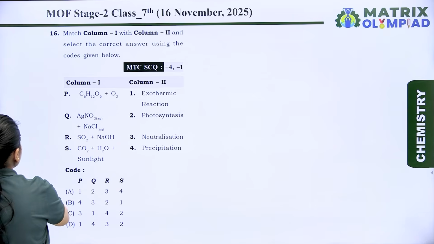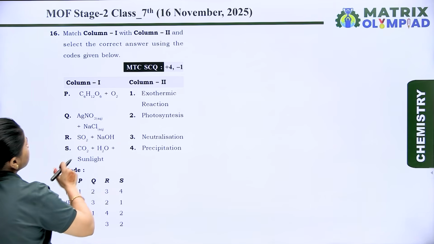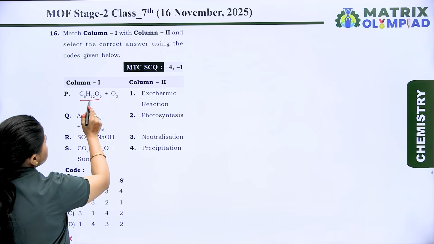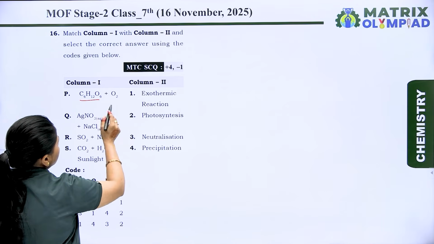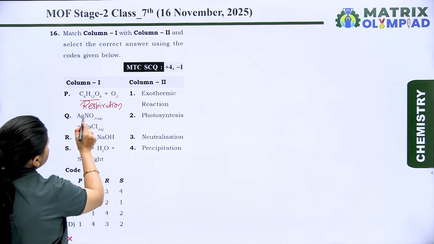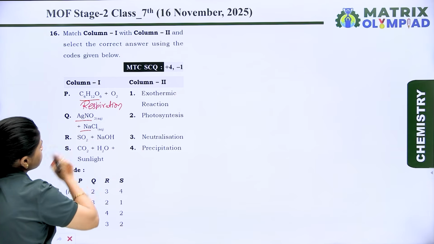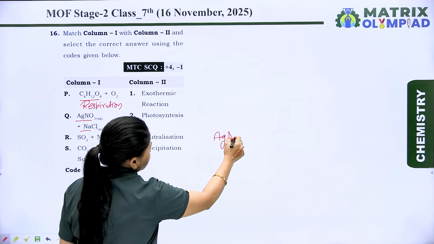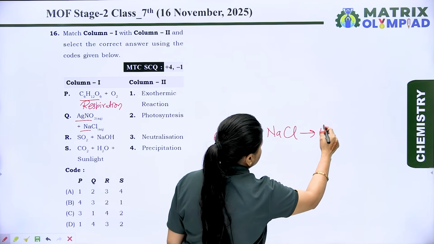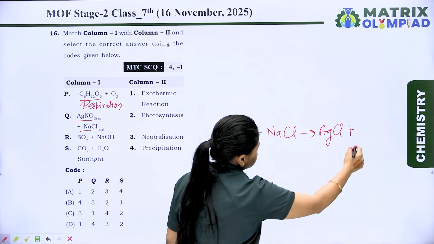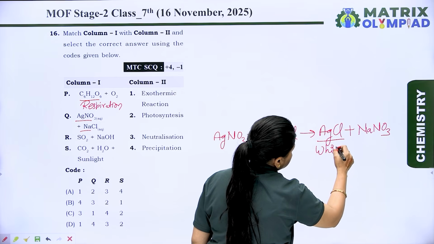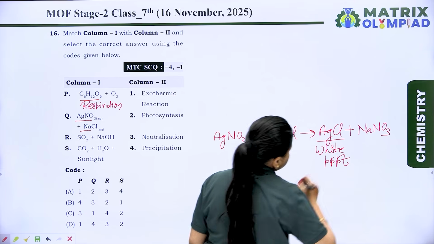Now the next question is, match the column. Column 1 has the first reaction P as C6H12O6 plus O2, and it's showing respiration. Next reaction is AgNO3 and NaCl, and as we know, when AgNO3 solution is mixed with NaCl solution, the white precipitate of AgCl is produced and NaNO3 is formed, the white precipitate.